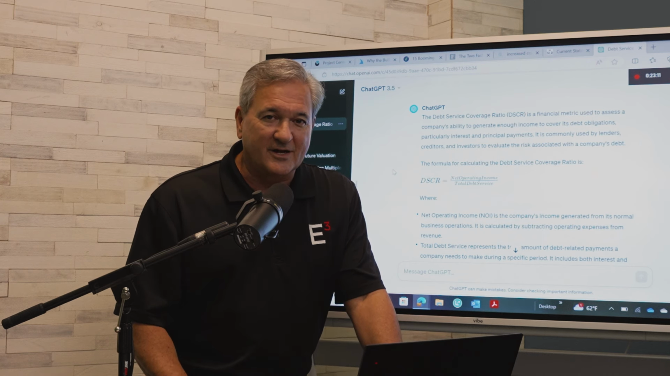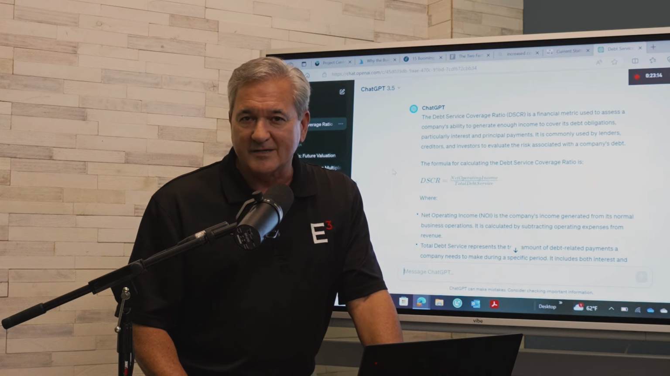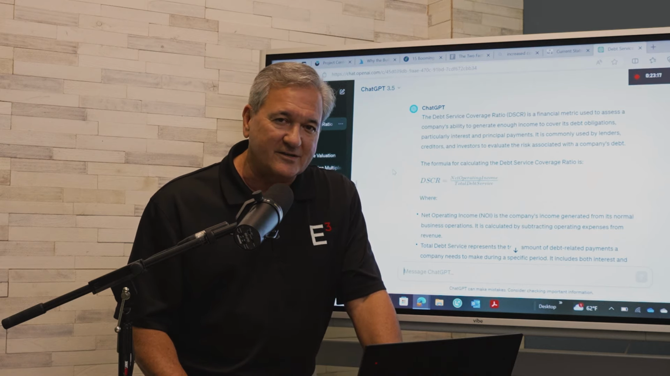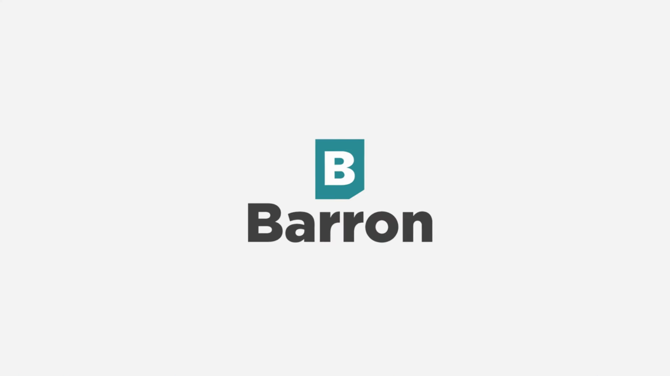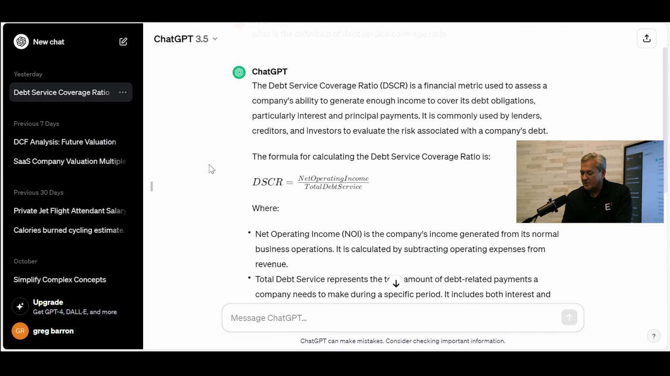So as any good researcher does, I input DSCR, or debt service coverage ratio, into ChatGPT, and this is the definition that came out. Debt service coverage ratio is a financial metric used to assess a company's ability to generate enough income to cover its debt obligations, particularly interest and principal payments. It's commonly used by lenders, creditors, and investors to evaluate the risk associated with the company's debt. And here's the simple formula. It's net operating income divided by the debt service.